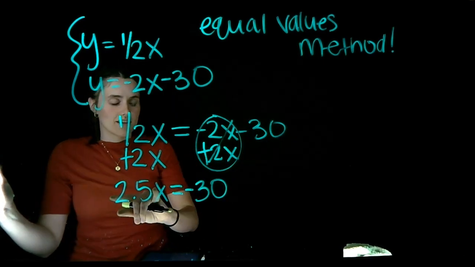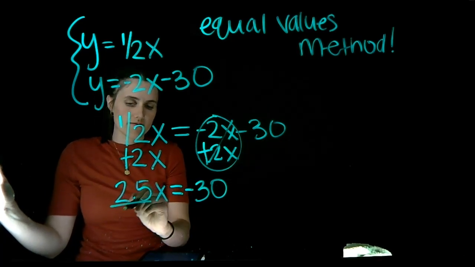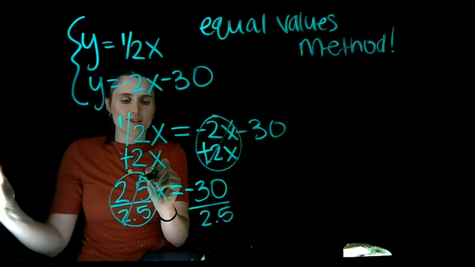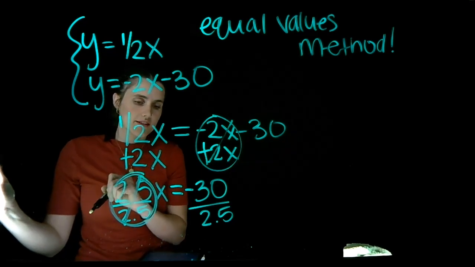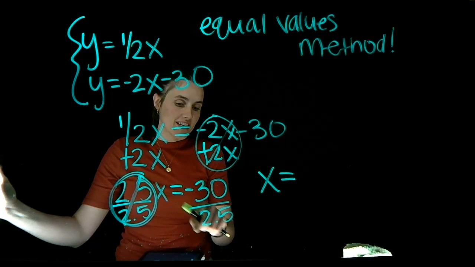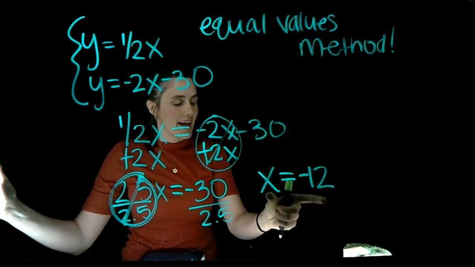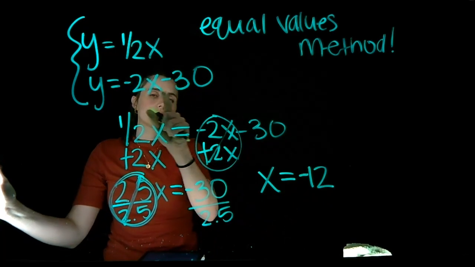Okay, now I can solve for x by doing the opposite of multiplying by 2.5, which is dividing by 2.5 on both sides. 2.5 divided by 2.5 is 1, and so I'm left with just x on this side. So I have x equals negative 30 divided by 2.5, which is negative 12. So I know that when x equals negative 12, these two lines will intersect.